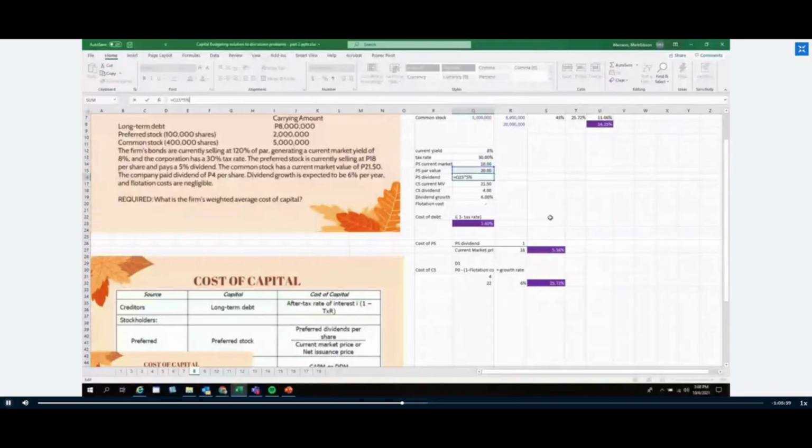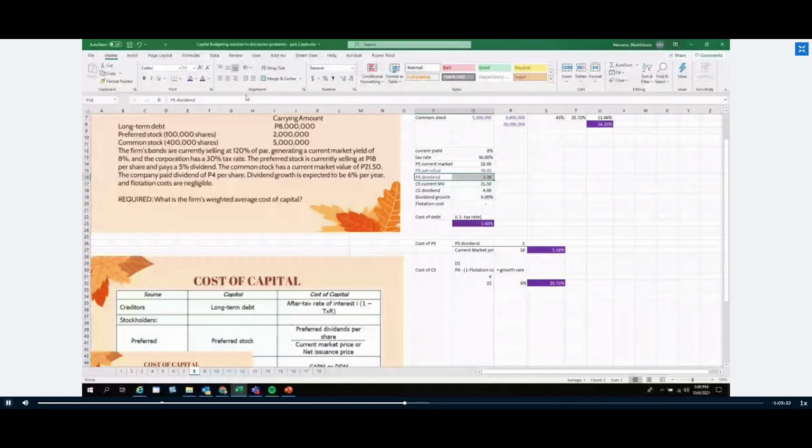Paano ba nakuha yung par? Ito naman class, no? Basic accounting mo lang to. So that's 2 million divided by 100,000 shares, no? So that's the par value. Again, the preferred stock dividend of 1, paano na-compute yan? Par value of 20 multiplied by 5% dividend. So that's 1 peso. Okay? So okay na tayo dyan.